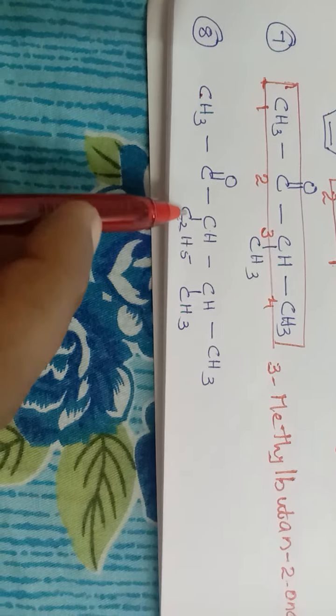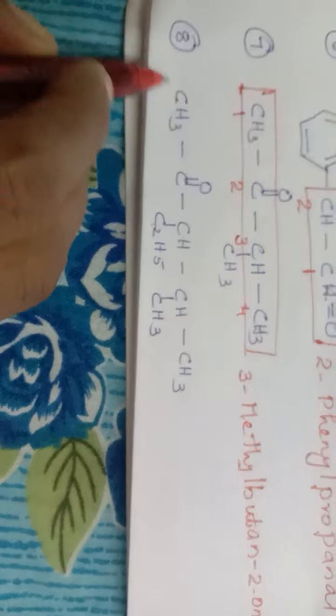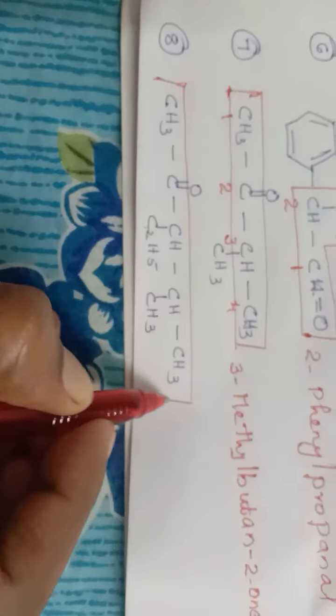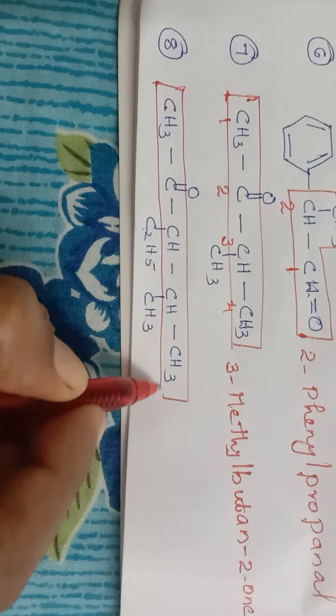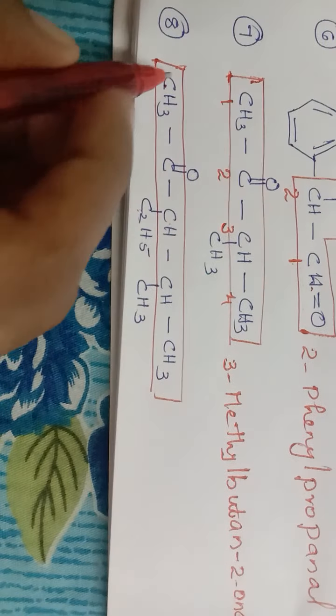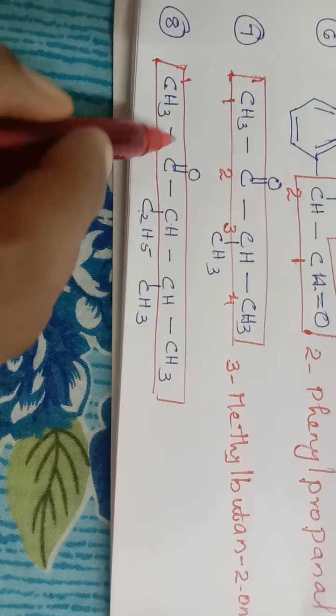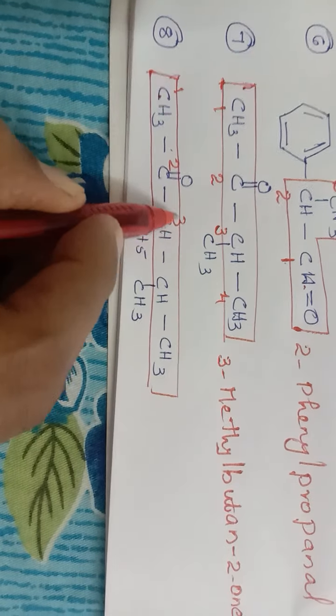So what to do? The one containing more branches. So we select this as the parent chain because it contains 2 branches. Now we need to number it from the left side so that the ketonic carbon atom gets the lowest possible number.